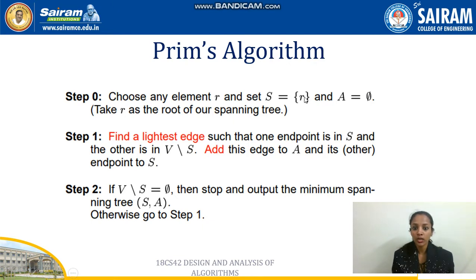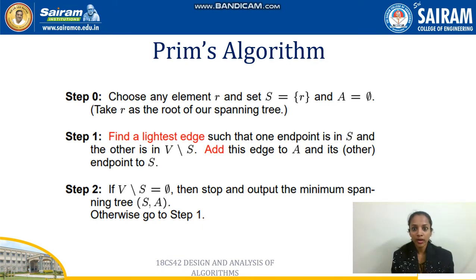R will be added to S, and we will find the lightest edge such that one endpoint is in S and the other end is in V minus S. V minus S is nothing but the vertices which are unvisited, and this edge will be added to A. So A contains the minimum cost edges, and this process will continue till V minus S becomes empty. These are the steps we follow. We will get an idea of this when we follow different examples.